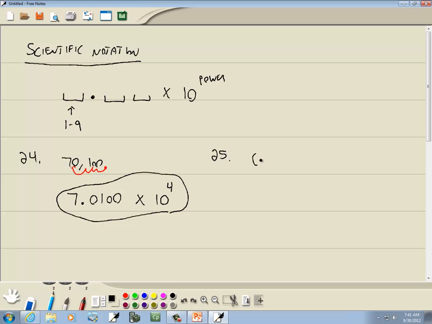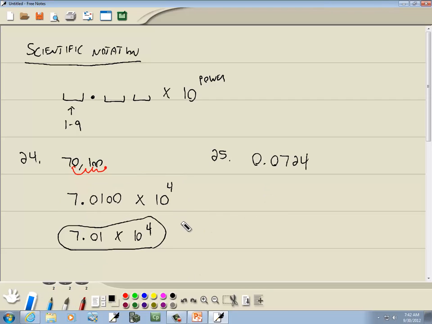Okay, let's look at this one. We've got 0.0724. I want my leftmost digit. Oops, I forgot on this one. We're supposed to drop off any trailing zeros. So this would be 7.01 times 10 to the 4th. So that's our extra answer. Sorry about that. I'll wake up here eventually. There you go.